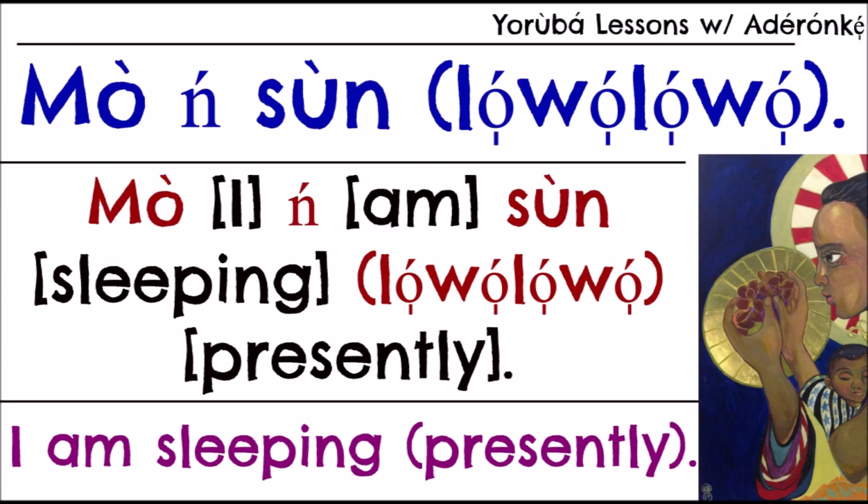You move on to the present tense. Mò ń sùn lọ́wọ́lọ́wọ́. Now, you may choose to include the lọ́wọ́lọ́wọ́ and you may choose to exclude it. You could say mò ń sùn, mò ń sùn lọ́wọ́, or mò ń sùn lọ́wọ́lọ́wọ́. Lọ́wọ́ and lọ́wọ́lọ́wọ́ are both correct. For all of the example sentences that I'm going to be giving, you could just shorten it. It just further emphasizes that it's something you're doing at a particular time.